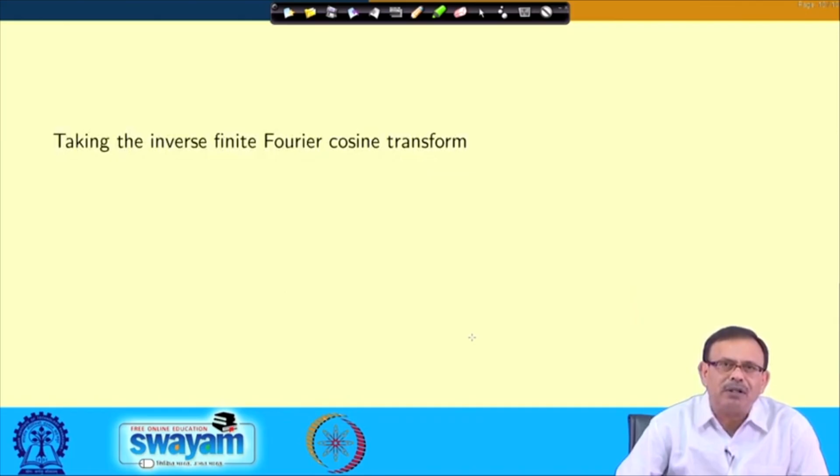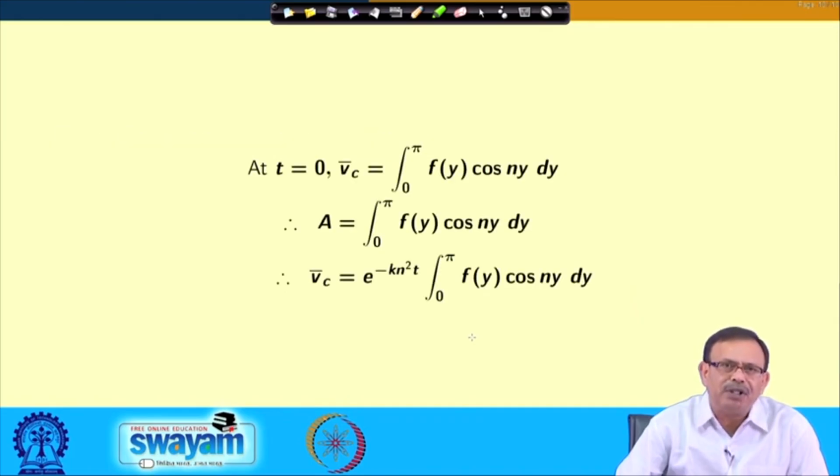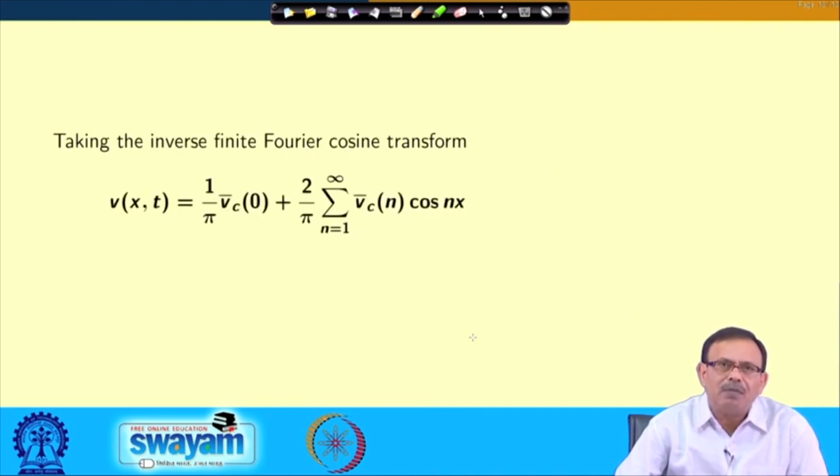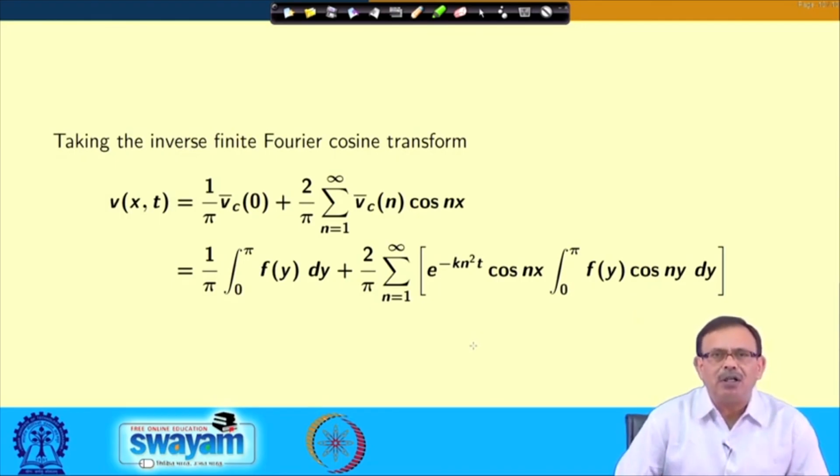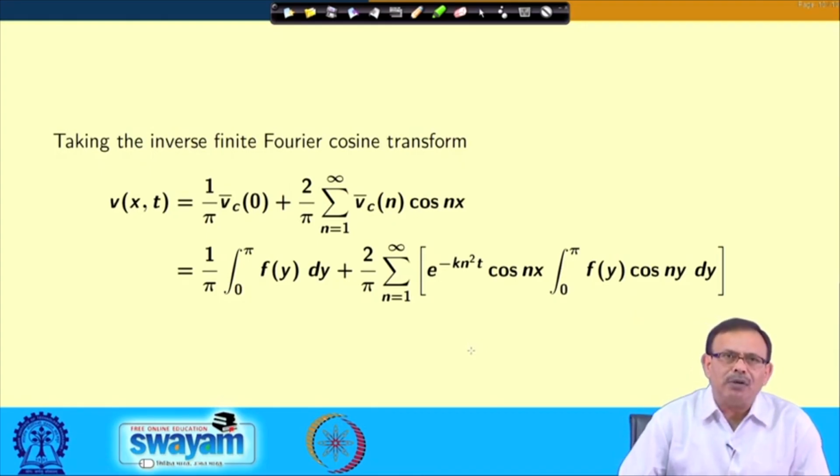And once I get the value of v c bar, that is the finite Fourier cosine transform of v, then using the inverse finite Fourier cosine transform, I can write v(x,t) equals 1 by pi v c bar 0 plus 2 by pi sum over n of v c bar n cos nx. Putting in the values of v c bar 0 and v c bar n, I get this equation, and this is the solution of the given PDE, in the form of v(x,t).